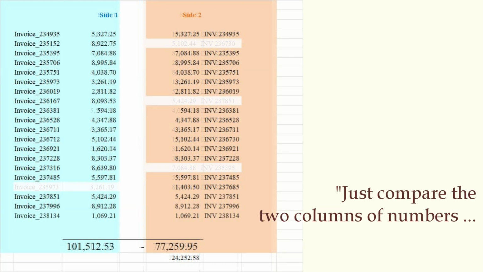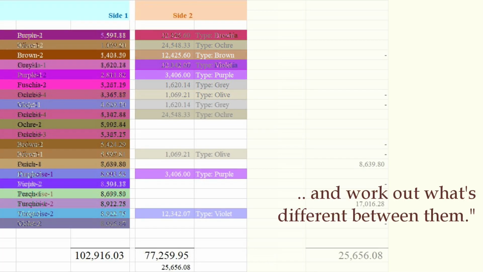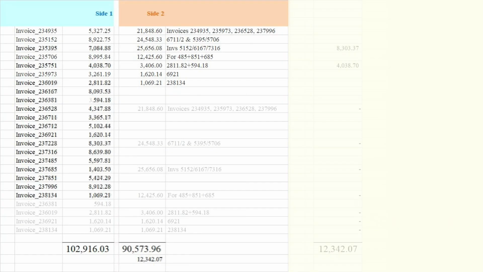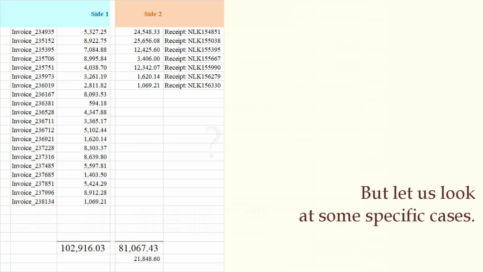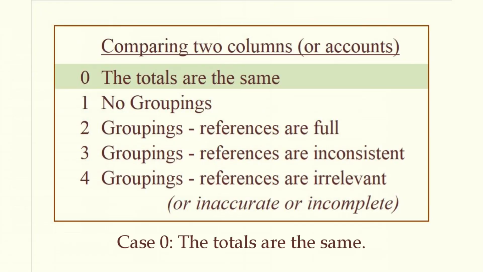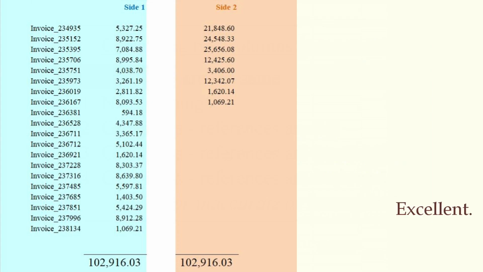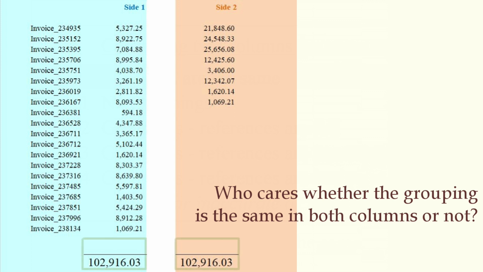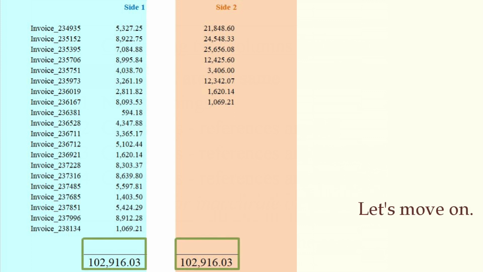Just compare the two columns of numbers and work out what's different between them. Sounds easy, and often it is. But let us look at some specific cases. Case 0. The totals are the same. Excellent. Who cares whether the grouping is the same in both columns or not? Let's move on.